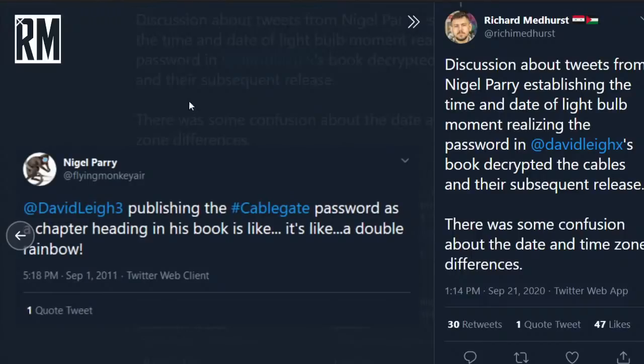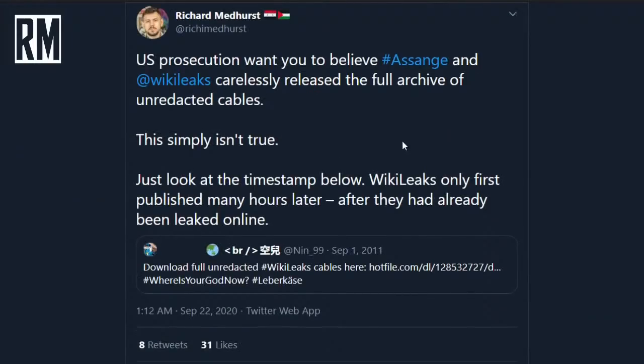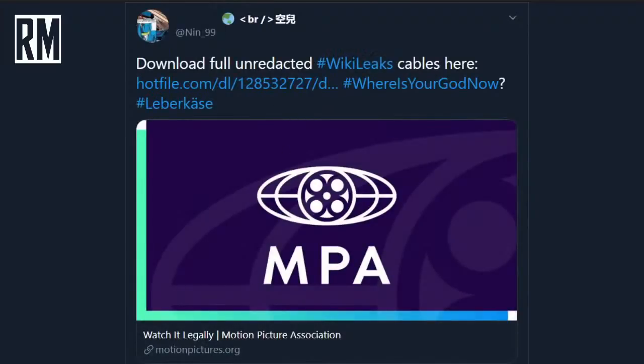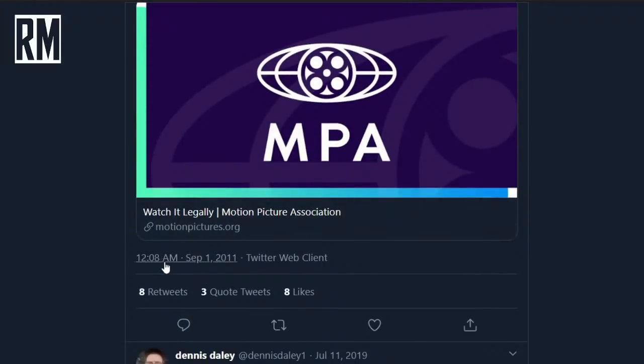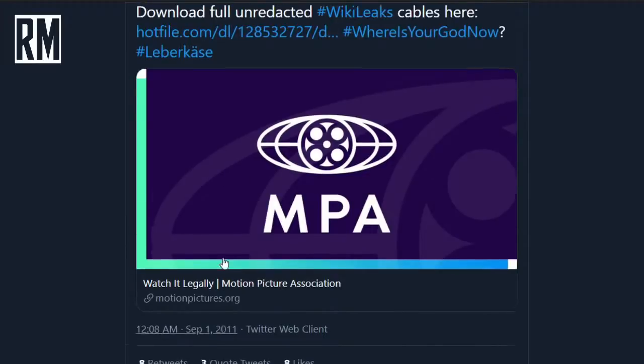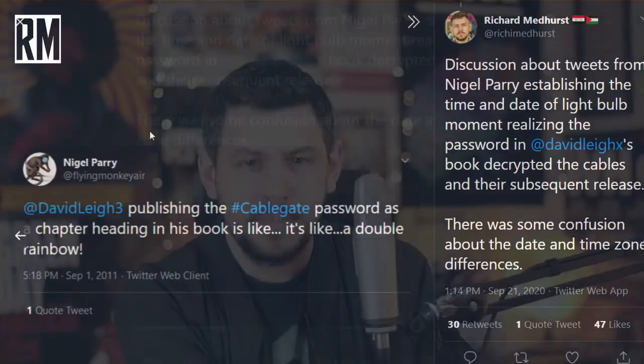Now, I actually found one even earlier than this. Over here. This one. It's still up there. Look. This is at 8 minutes past midnight on September 1st. So you understand what the point here is: people had found the file. They took the password from David Lee's book and then started dumping the unredacted full set online. And then WikiLeaks published the full set, essentially republishing, okay, at this point.